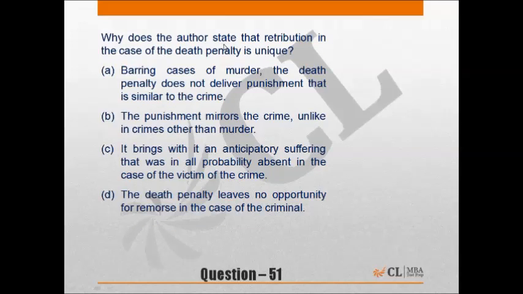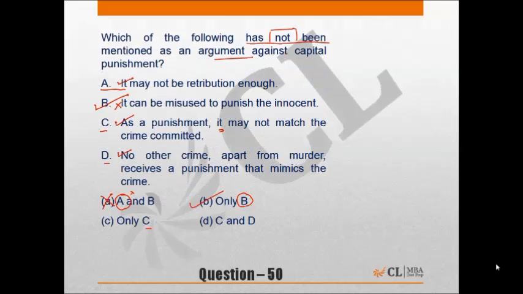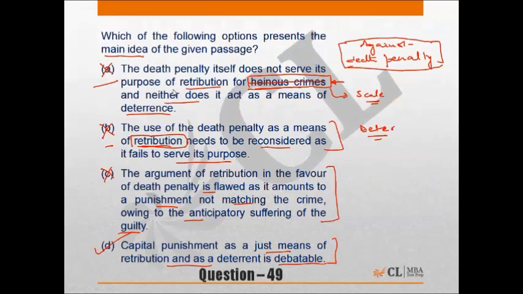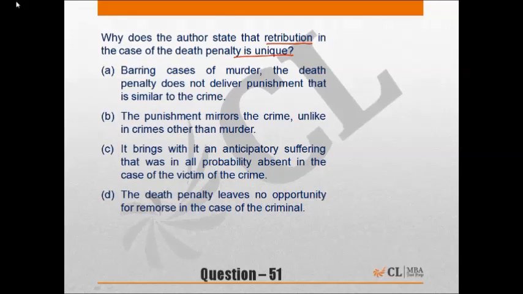Question 51. Why does the author state that retribution in case of death penalty is unique? This was actually where the passage started from. Let's just go back quickly to the passage. I think it was right at the beginning of the passage. Yes, if we look at the beginning of the passage, the second line: crimes other than murder do not receive a punishment that mimics the crime. For example, rapists are not punished by sexual assault and people guilty of assault are not ceremonially beaten up. So this is what is unique about capital punishment or death penalty, or when you talk about retribution in case of death penalty.